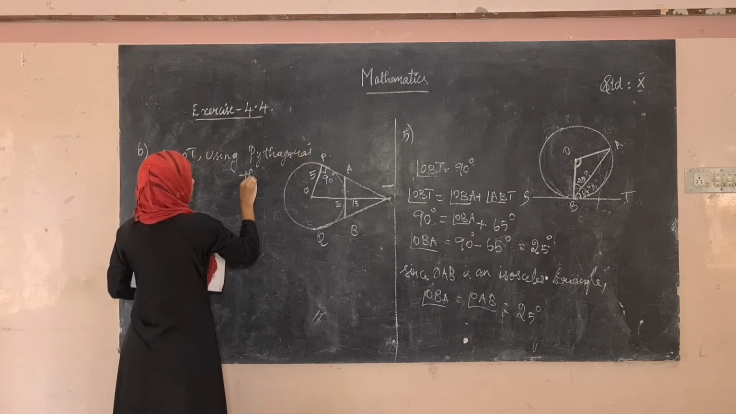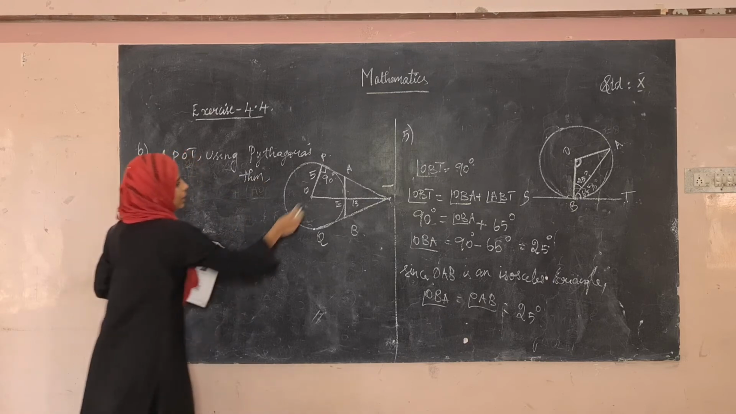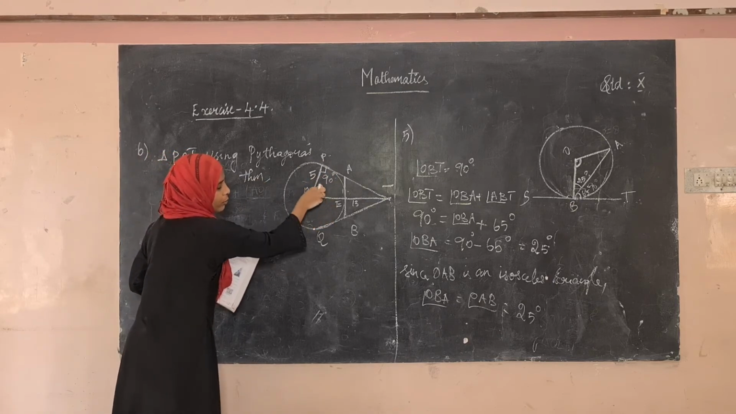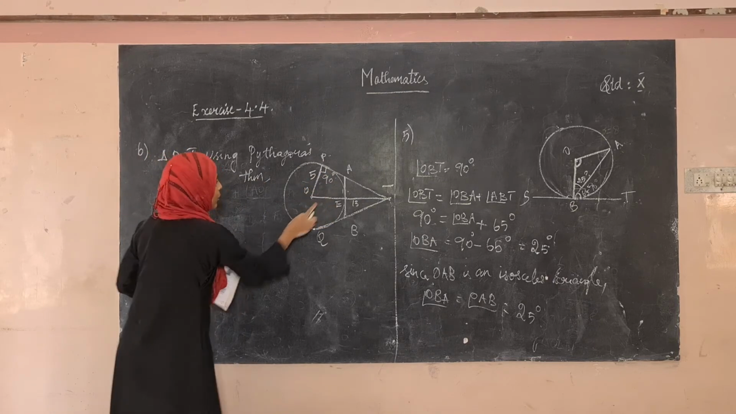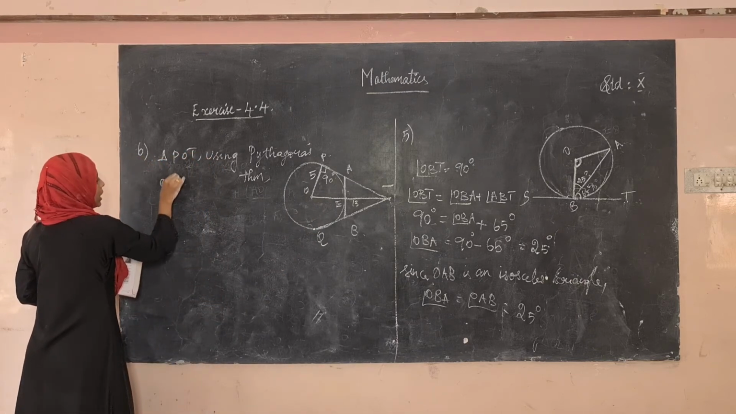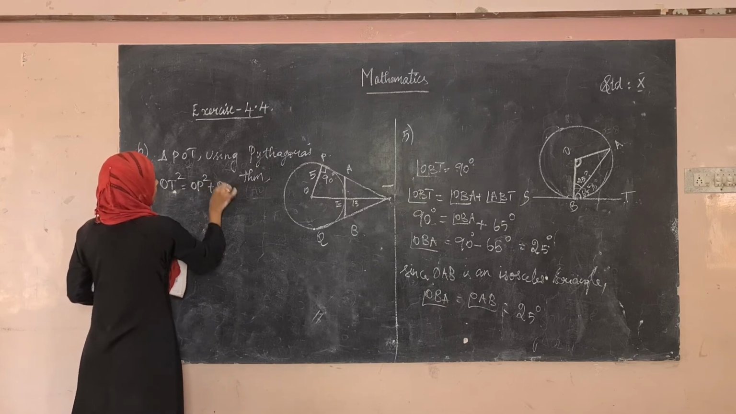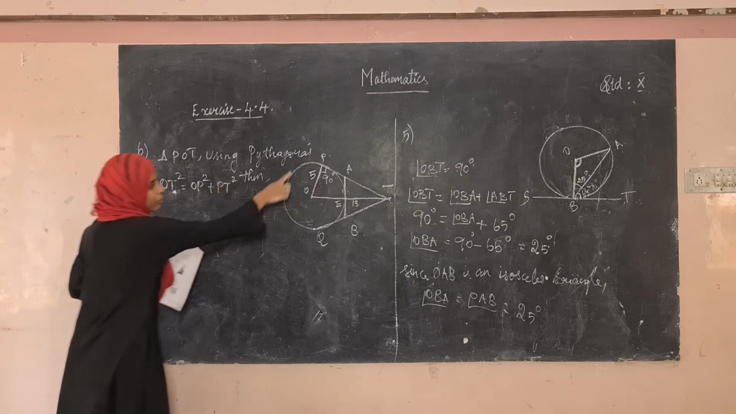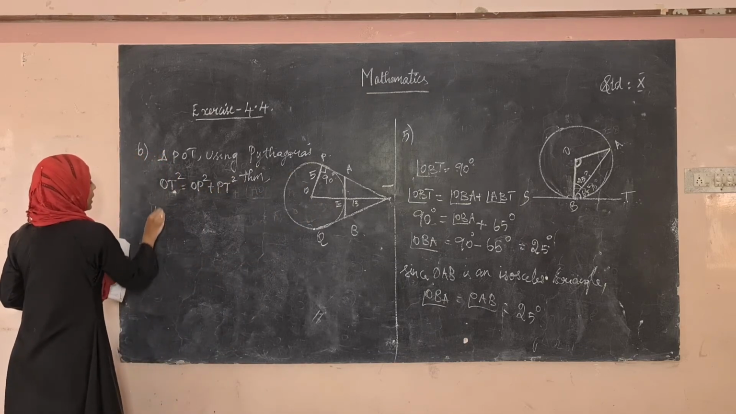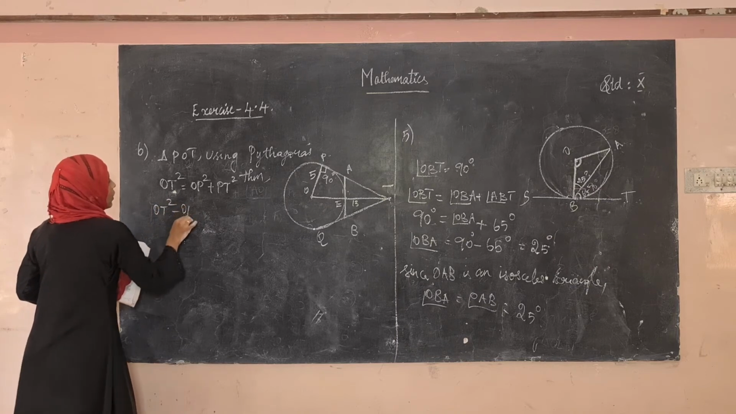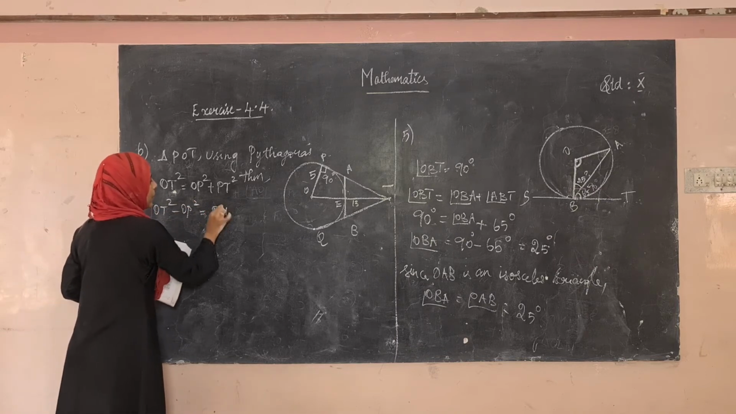Using Pythagoras theorem. These are the two sides and this is the side opposite the right angle. Therefore, this is the hypotenuse. Therefore, OT square is equal to OP square plus PT square. So, what do we have to find? We have to find PT square. So, bring this side: OT square minus OP square will be equal to PT square.